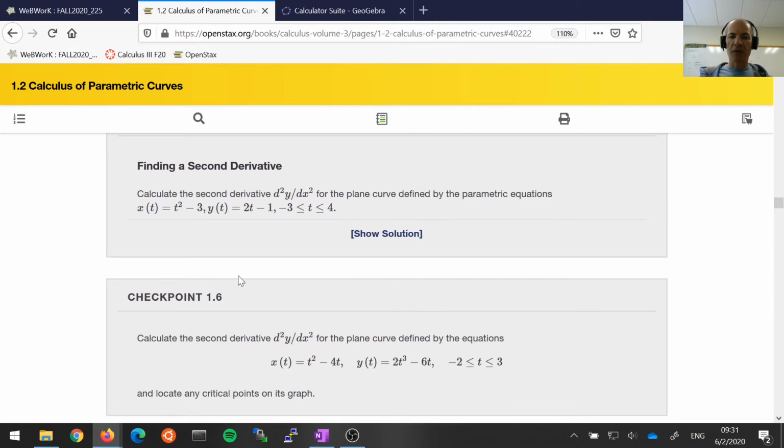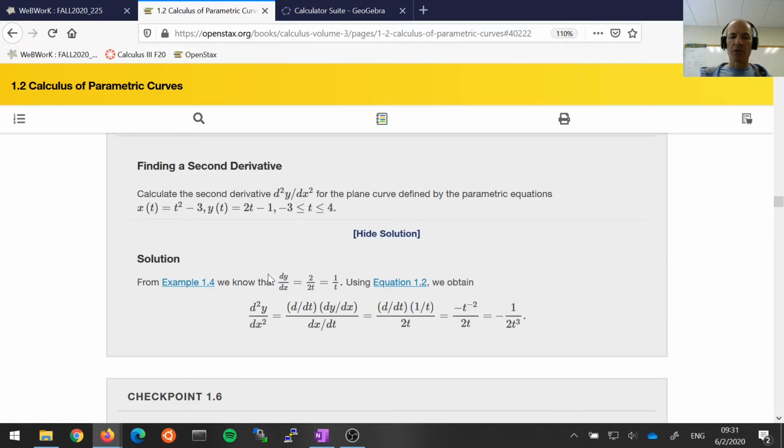We can see how that works in action. Let's again look at that same curve, (t squared minus 3, 2t minus 1) on the interval -3 to 4. We first compute the derivative dy/dx. From the last time, we know that that's 1 over t. And then we take that and we substitute it into the formula for d squared y dx squared. So that's 1 over t. Take the derivative with respect to time, that's negative t to the -2, divided by the derivative of x with respect to t. That simplifies to -1 over 2t cubed.